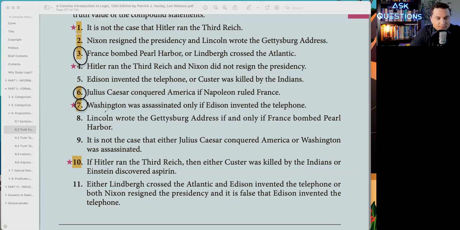Washington was assassinated only if Edison invented the telephone. Okay, we'll say Washington was assassinated. Let's say that's W. Only if Edison invented the telephone. Let's say that that's E. And we have an only if here. And so we're going to capture that with a horseshoe. And we have to be very, very careful.